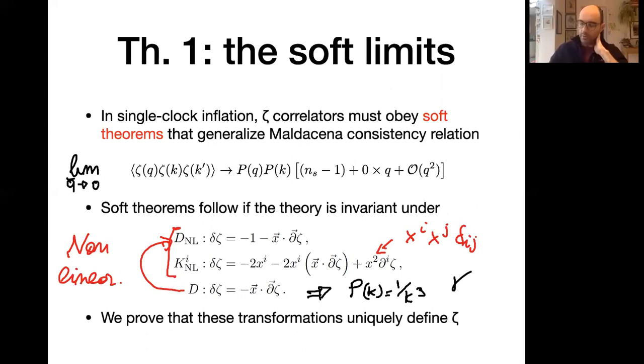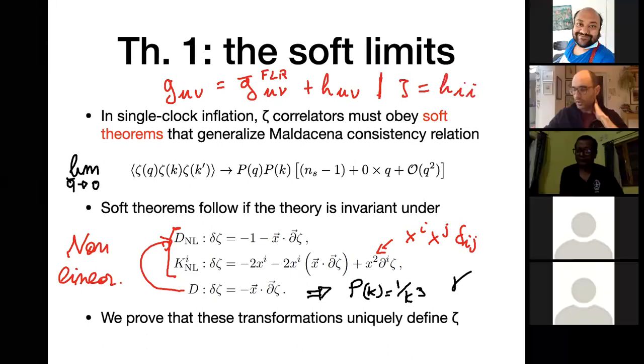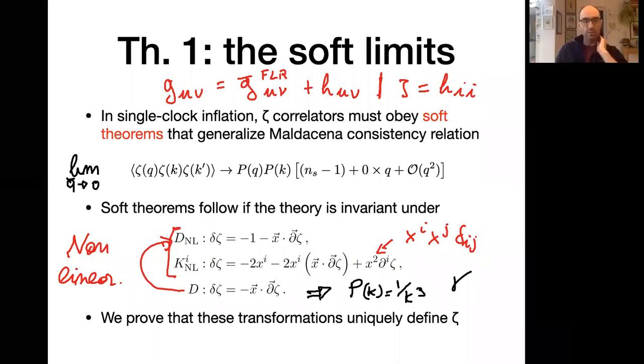Yeah, that's an excellent question. To get more intuition on that question, let me write down a metric, g mu nu. This variable zeta would be the trace of the perturbations of the metric. Let's say that you write down a metric and we expand it around a background metric, FLRW, for example, and there are perturbations. Then my claim is that zeta is just the trace of the spatial part of the perturbation. So this zeta is actually just one specific component of the metric.